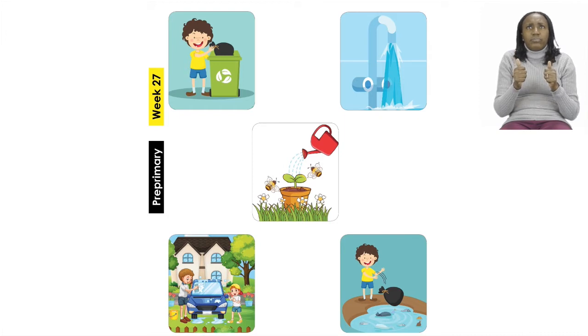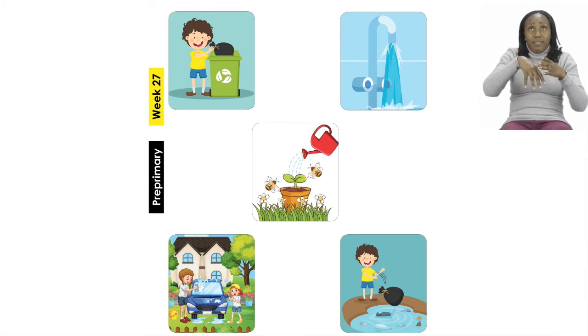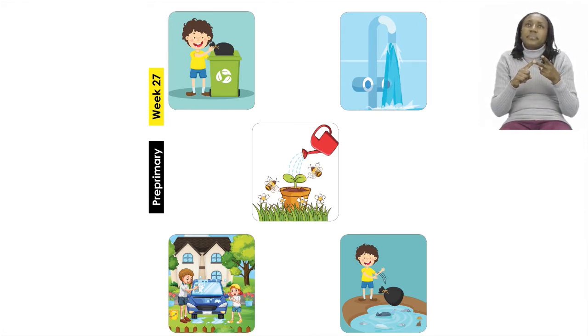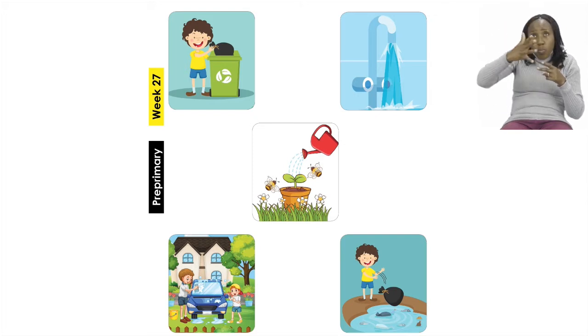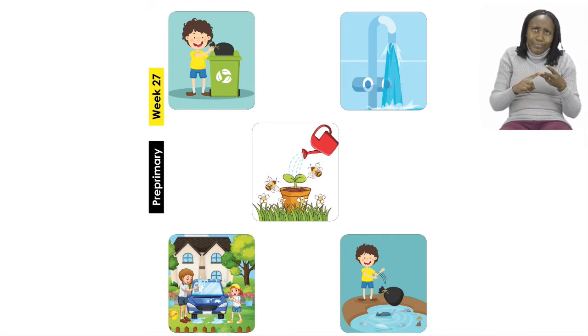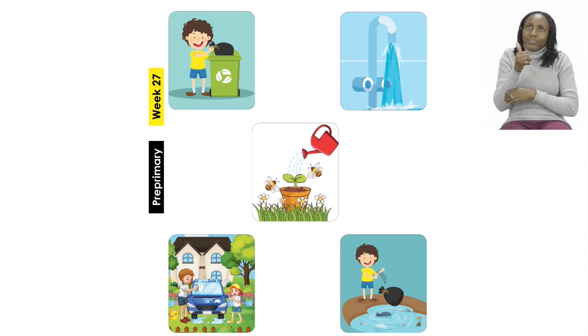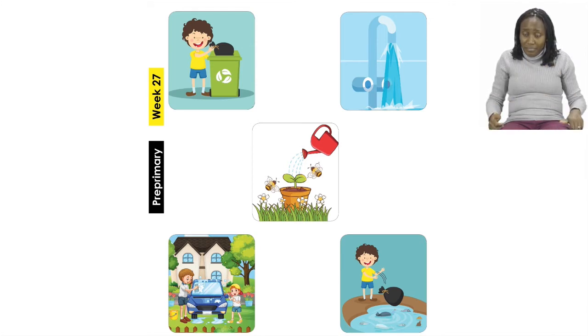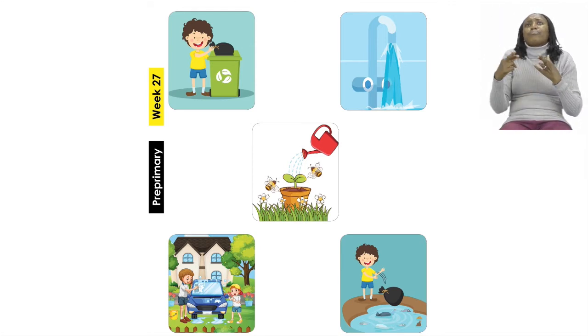Remember, no wasting water. Let's see, the first picture is a picture of a boy throwing rubbish in the bin. Then we have a picture of a flowing tap, an open running tap. And then we have a picture of a flower being watered. Then we have a car which is being washed by 2 boys. And then another picture of the boy throwing the rubbish in the river.